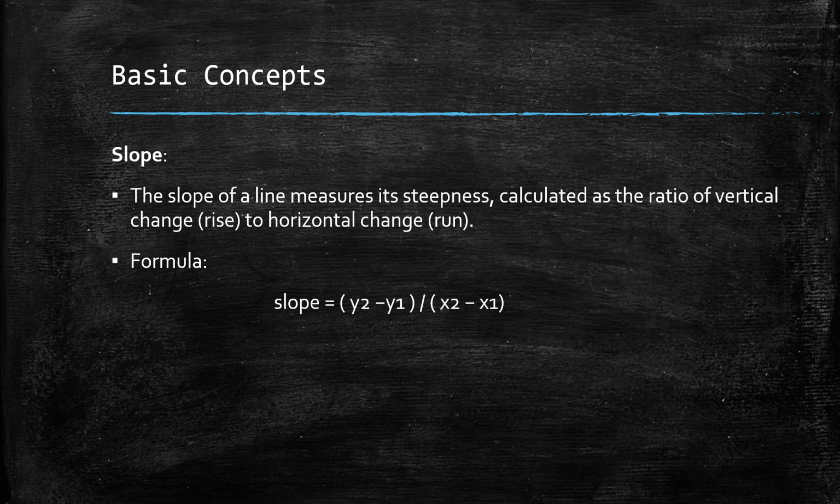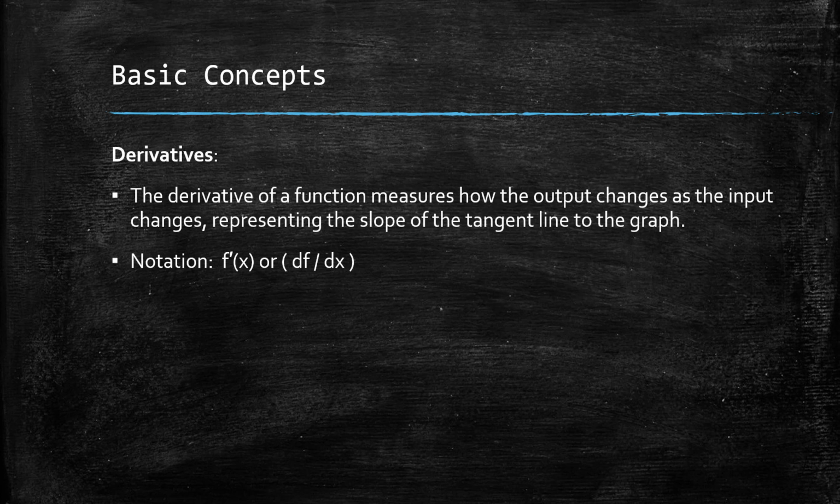Slope is defined by y2 minus y1 divided by x2 minus x1, where (x1, y1) and (x2, y2) are two points lying on the line. Derivatives: the first derivative is denoted by df by dx and also by f dash x. It gives us the rate of change of a curve.